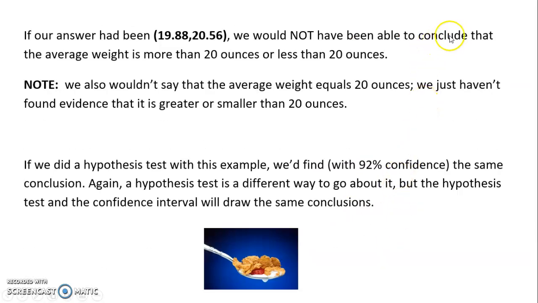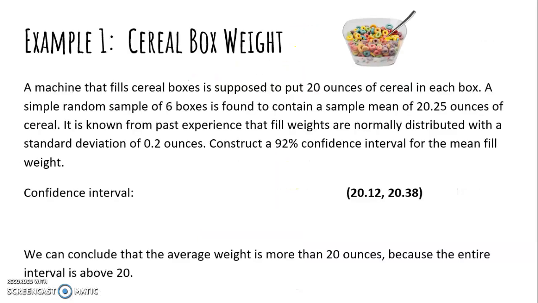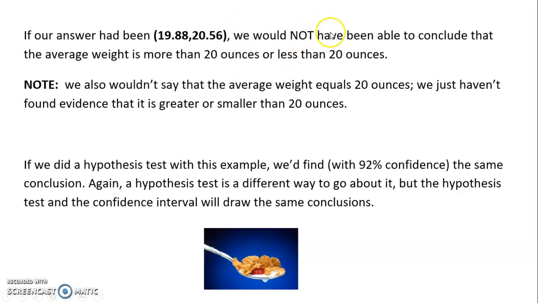So let's pretend for a moment that instead of getting the confidence interval that we got on the previous slide, we got this confidence interval, and we estimated that the mean cereal weight in the boxes was somewhere between 19.88 and 20.56. This interval does include 20, and if we had gotten that, we would not have been able to conclude that the average weight was more than 20 or less than 20. Over here, we were able to conclude that it was more than 20. But here, you can't conclude that. You cannot conclude that it's more than 20 or less than 20.